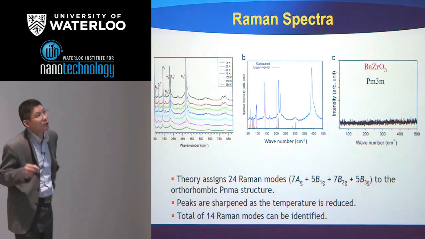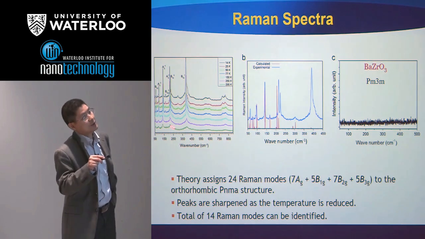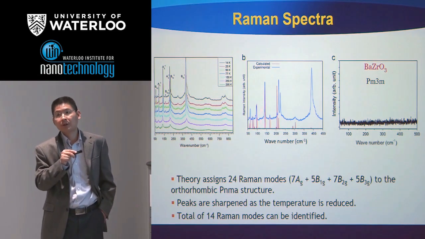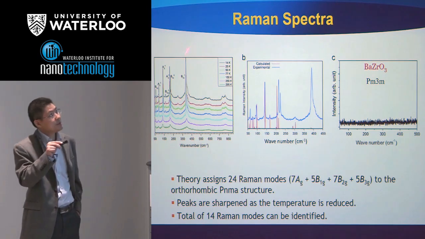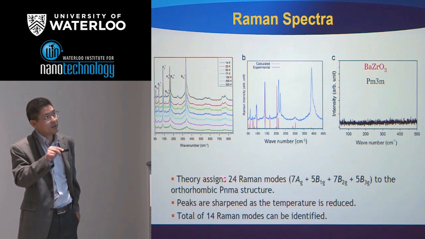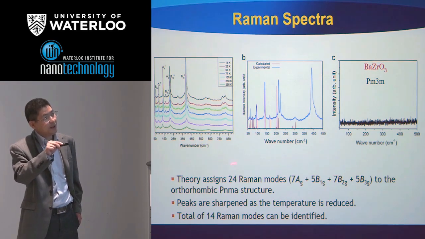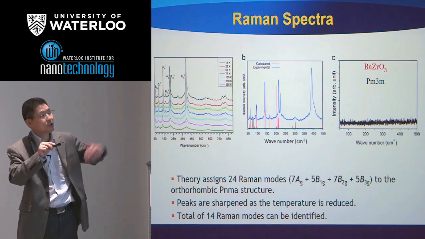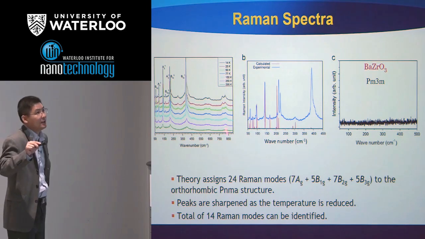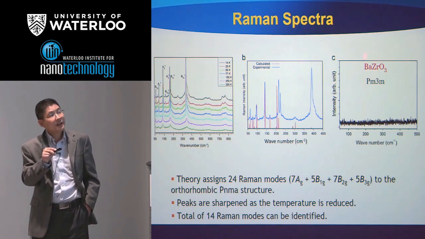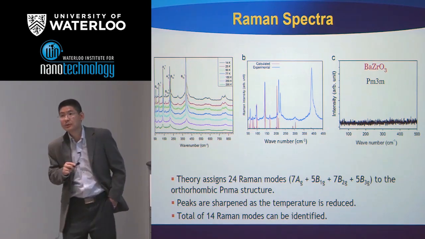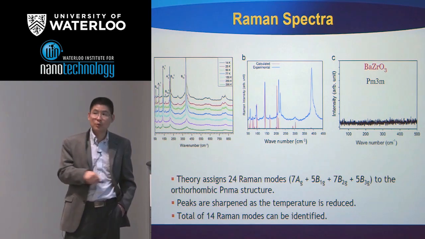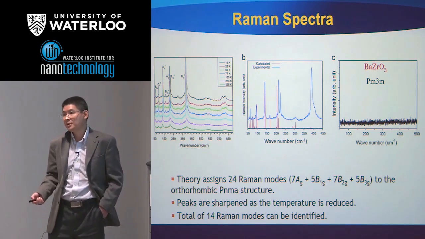We also did Raman spectroscopy, and Raman is also very sensitive to the structure of the material. We compared the experimental spectrum with the theory-calculated spectrum. Theory is able to find 24 active Raman modes, while in experiments we found 14 of them, which matched almost perfectly to the theoretical calculations. On the other hand, if you go to the oxide, you do not see any feature within this wave number range.